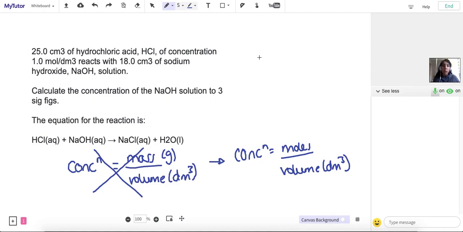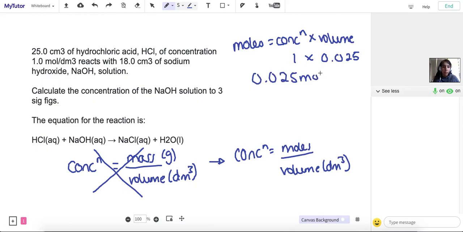So the number of moles of hydrochloric acid, we need to rearrange this equation over here, and if we rearrange it, we get that the moles is equal to the concentration times the volume. And if we have a look at hydrochloric acid, it's got a volume of 25 centimetres cubed. Remember, it always needs to be in decimetres cubed, so we divide by 1,000, and that gives us 0.025 decimetres cubed, and a concentration of 1.